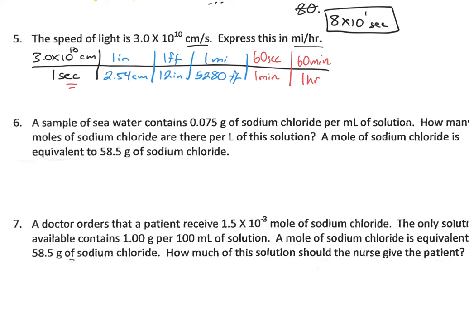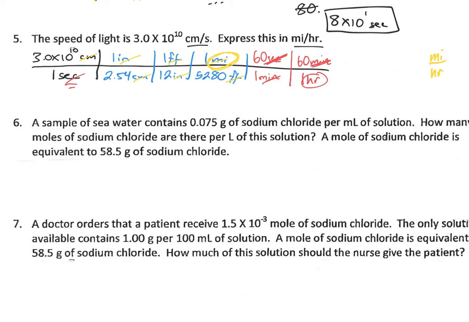So let's go ahead and cancel units. Centimeters, inches, feet, miles is on top. We're going to keep that one. Seconds cancels bottom and top over here. Minutes cancel, and we're left with hours. So final units, we have miles on top over hours on bottom, which is what we wanted.